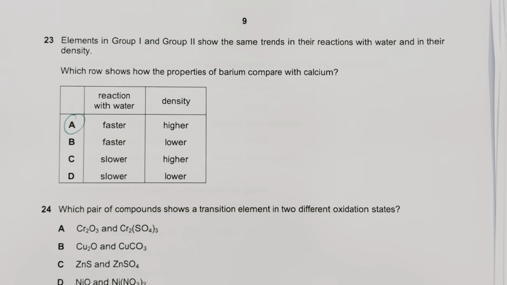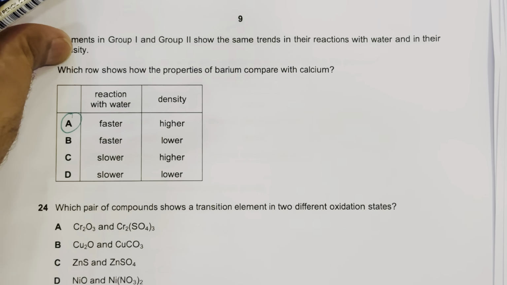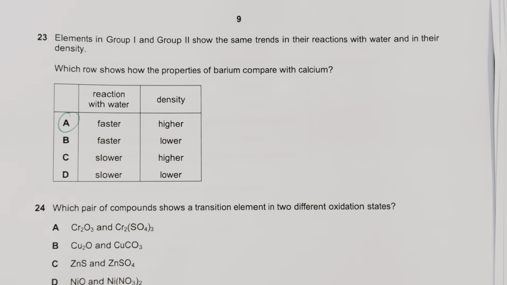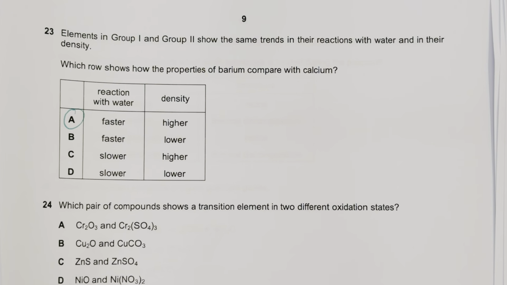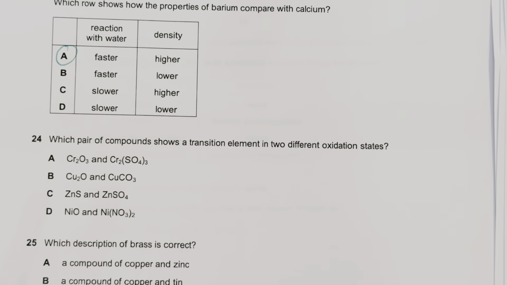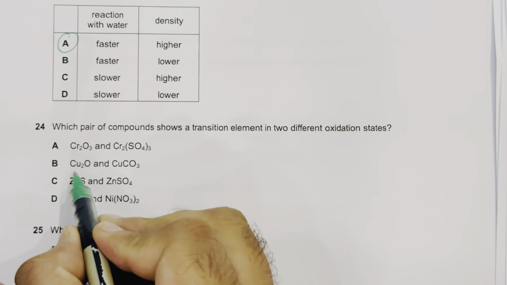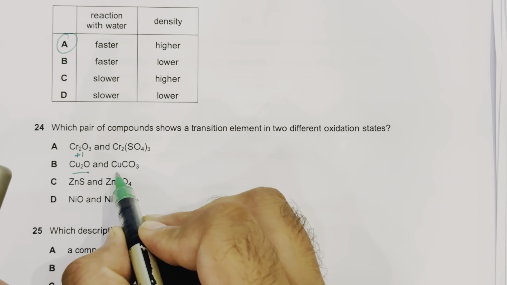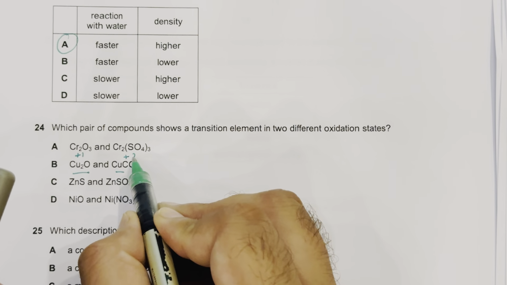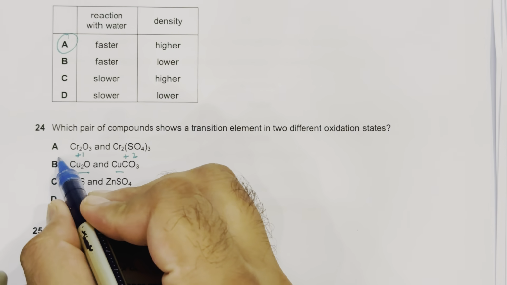Moving to question number 24, which pair of compounds shows a transition element in different oxidation states? We need to check whether the chromium would have the same oxidation state, and over here we know that copper has an oxidation state of +1. Over here the copper has an oxidation state of +2, so they have different oxidation states, so it is showing this concept. So option number B is the right option over here.